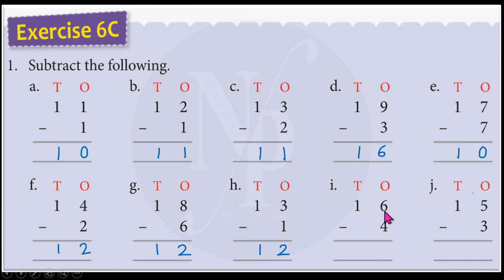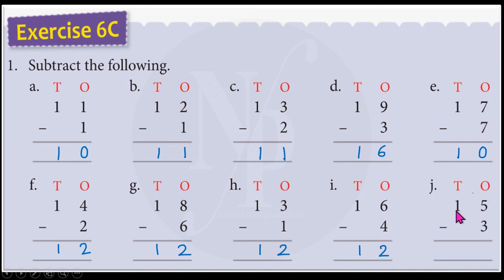I, 16 minus 4. Subtracting 4 from 6, you get 2 as answer. So in the ones place we write 2, children. After that, subtracting 0 from 1, or 1 minus 0, is 1. Therefore, 16 minus 4 is 12.